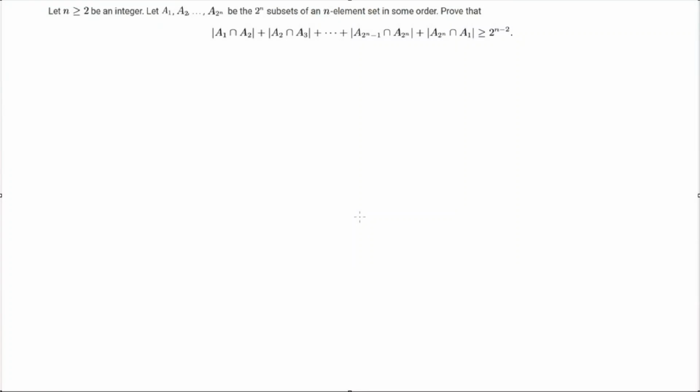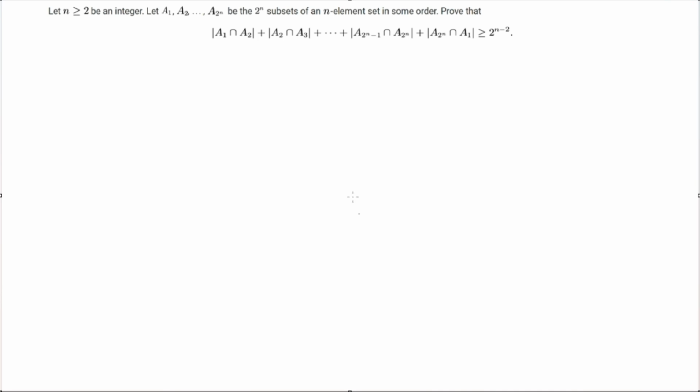Today we're going to be solving a very beautiful combinatorics problem from the 2026 APMO, which was held only a few months ago. And here's the problem. Let n be greater than or equal to 2 be an integer. Let a1, a2, all the way to a_{2^n} be the 2^n subsets of an n element set in some order.